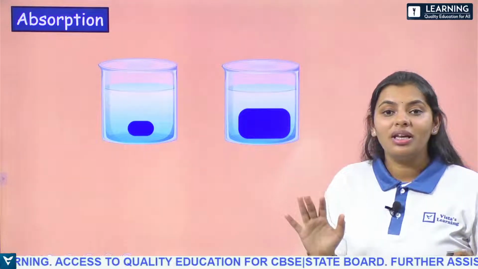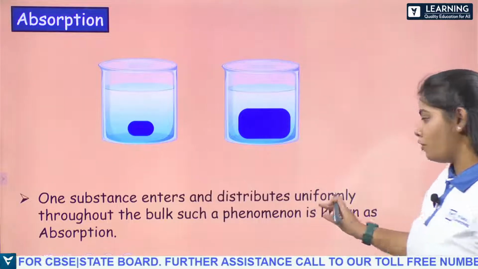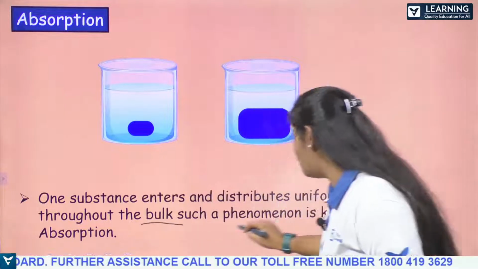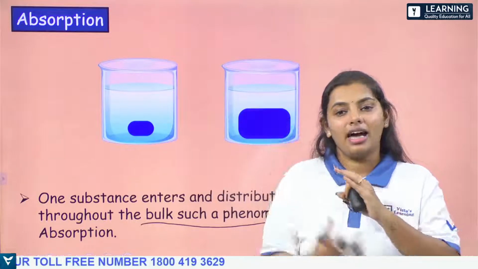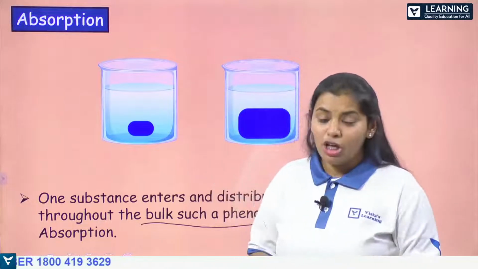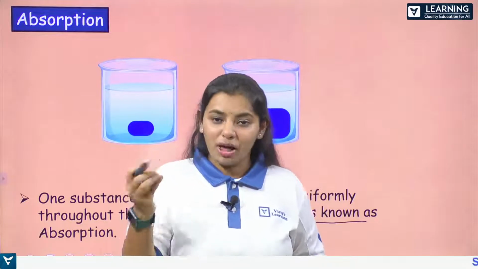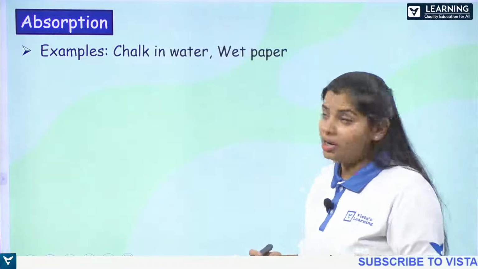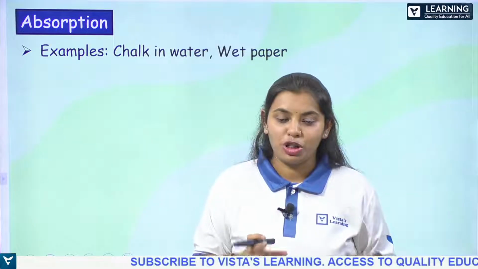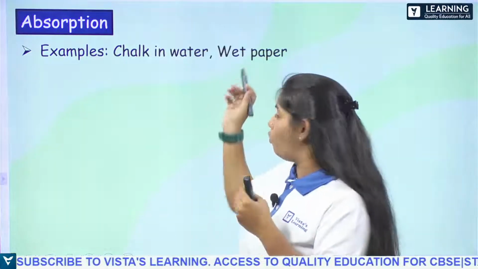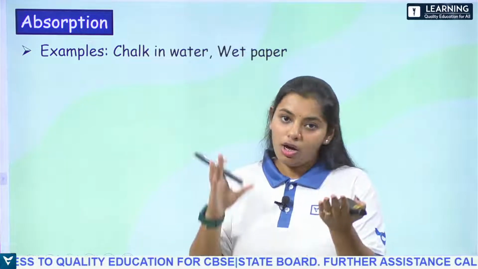This particular phenomenon is known as absorption. So one substance enters and distributes uniformly throughout the bulk. Such a phenomenon is known as absorption. It distributes uniformly inside the entire bulk. This is what absorption is. You can see a lot more examples, like wet paper, when we put tissue paper into the water, or chalk in water. All of these are examples of absorption, where water is going to be distributing itself uniformly in the entire chalk or the paper.